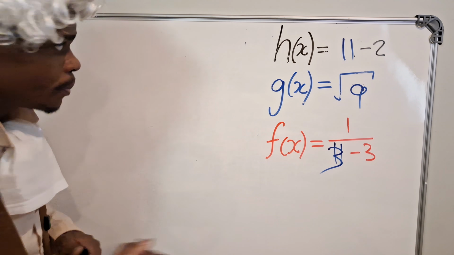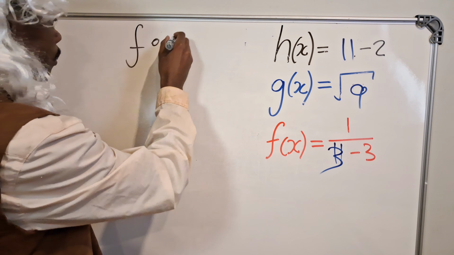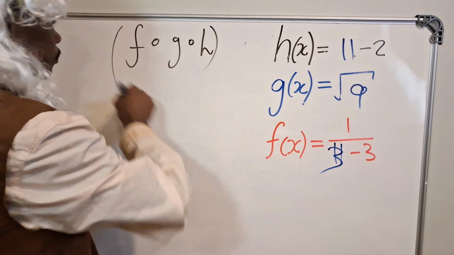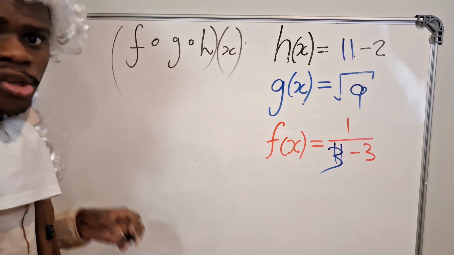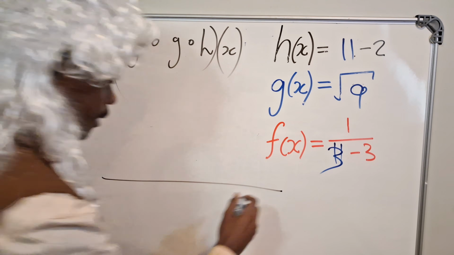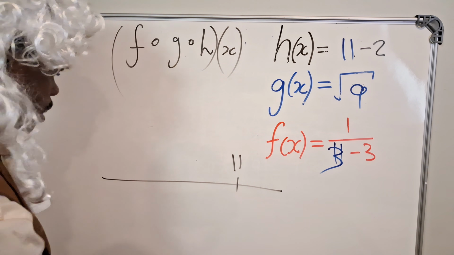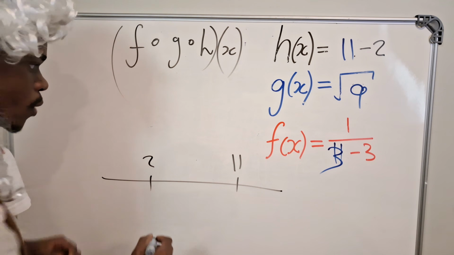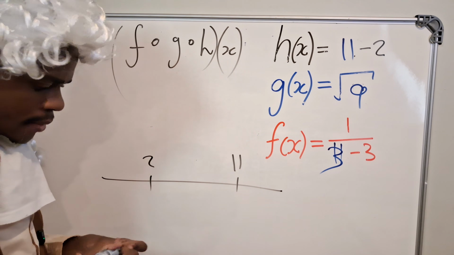If you have to draw the composition, it says this is what it looks like. So the domain for this composition will look like this. We have a number line. We have 11 somewhere here, and we have 2 somewhere here. Where do I get these numbers, 2 and 11? Well, remember the first time what we said.